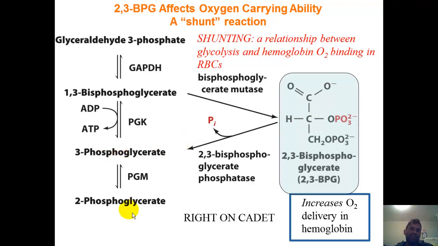So shunting is an extremely valuable asset in metabolism. It's one of the reasons why we tend to split all these complicated anabolic and catabolic pathways into these multi-step processes. Shunting of 1,3-bisphosphoglycerate to 2,3-bisphosphoglycerate is very important in the red blood cell.